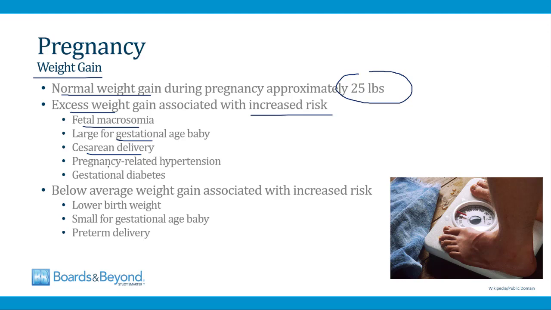There's also an increased risk of pregnancy-related hypertension and gestational diabetes when the weight gain in pregnancy is excessive. It's also bad if there's below average weight gain during pregnancy. This is associated with increased risk. The baby can have a low birth weight and can be small for gestational age, and there's an increased risk of preterm delivery.